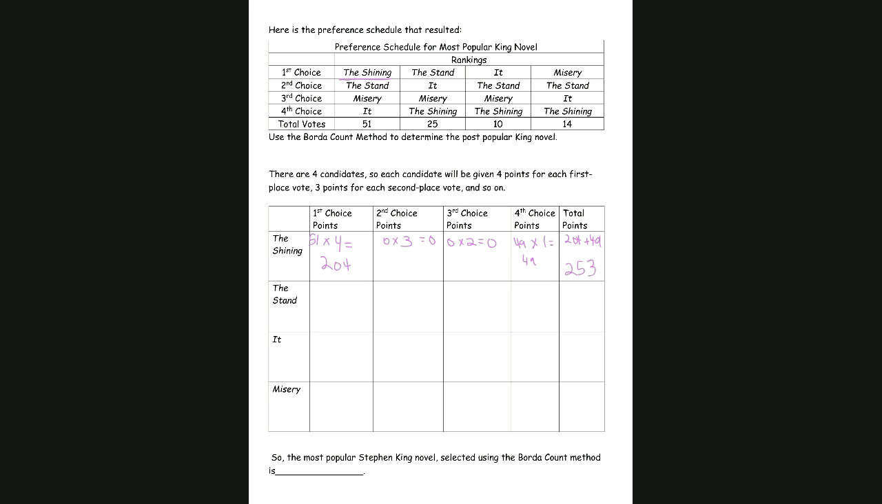All right, let's do the same thing with The Stand. The Stand is considered first choice by 25 people. And 25 times 4 is 100. So we're going to start out with 100.